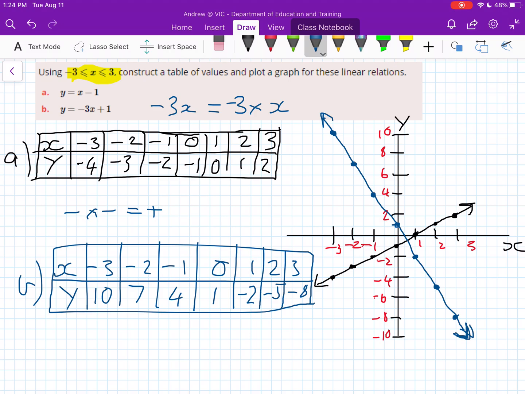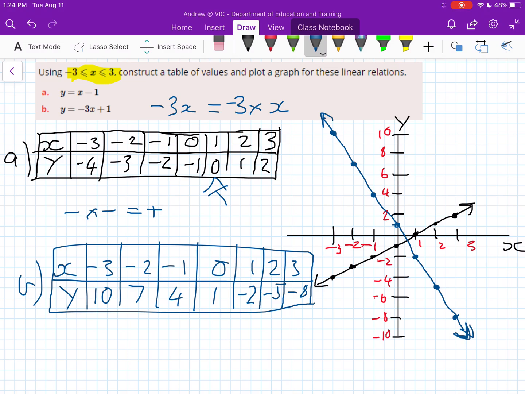So this is how you construct a table of values first, just by following your rule here and putting in the numbers. And you can choose numbers to draw this if it isn't given in the question like it is here. So you can use any numbers to help you draw your graph.